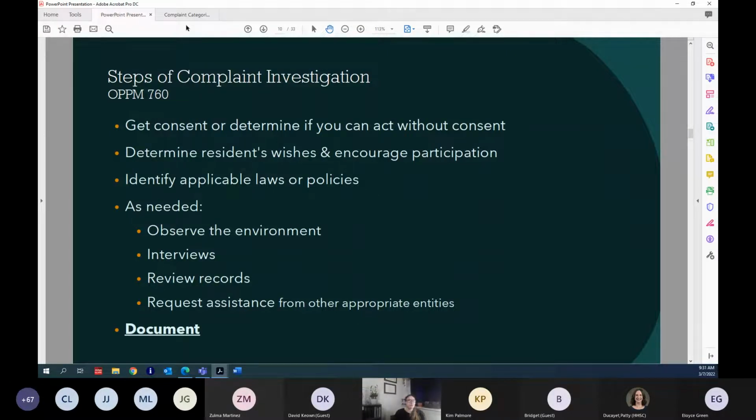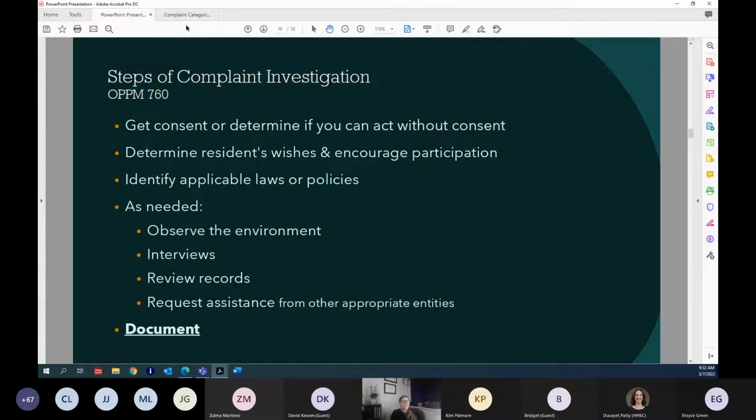And then, of course, depending on the situation, you may, as part of investigating the complaint, need to observe the environment. You may need to conduct interviews, review resident records, or request assistance from other appropriate entities. For example, long-term care regulation, Texas Legal Services, a local authority, etc. And for all those steps, you should be getting consent from the resident and make sure that they're on board with those steps and they know what you're doing and have given you the go-ahead to take any of those steps.